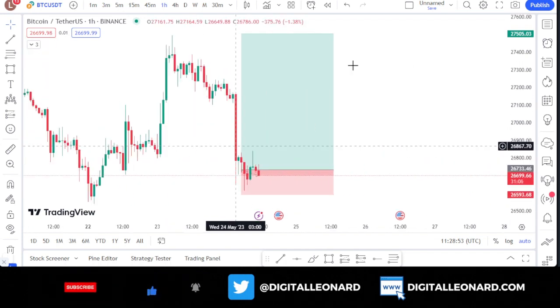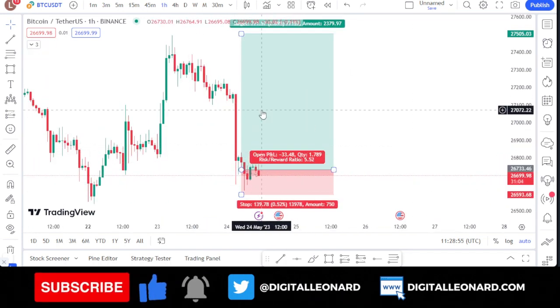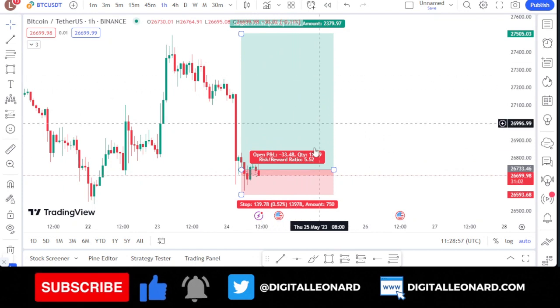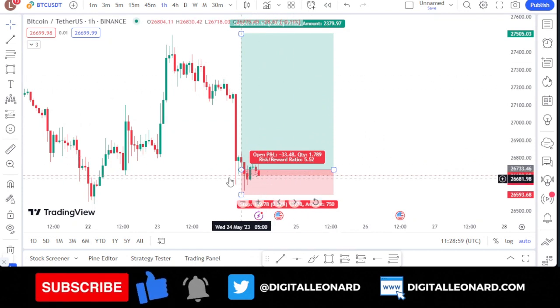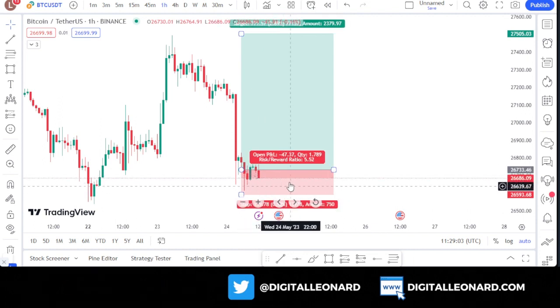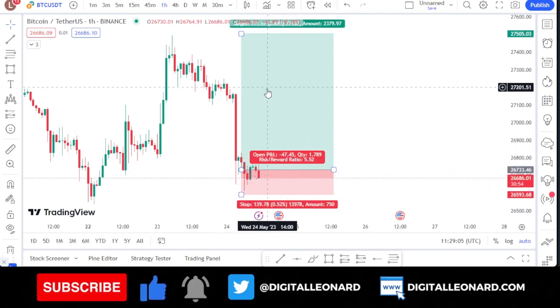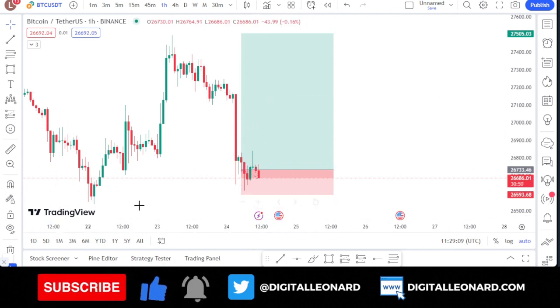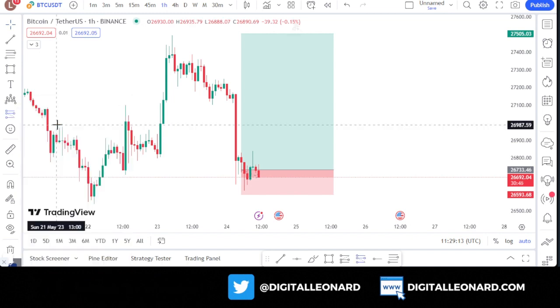Okay, so now this is the long position tool. The green area is your profit area, and the red area is your loss. Once the market is in the red area, you know that you are losing. Once it is in the green area, you are winning. The same thing happens when you go to this tool and bring the short position tool.